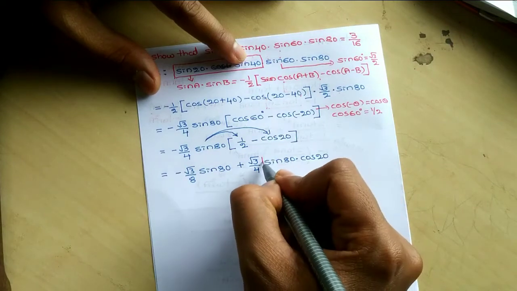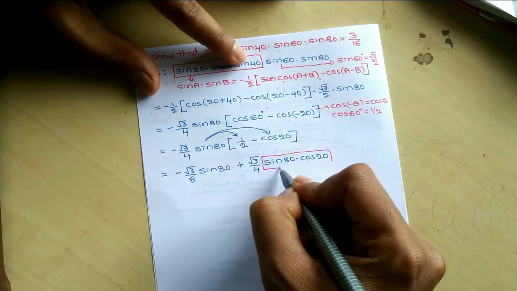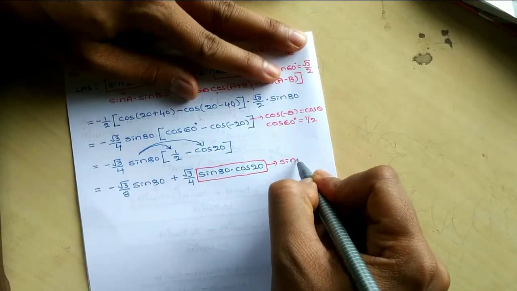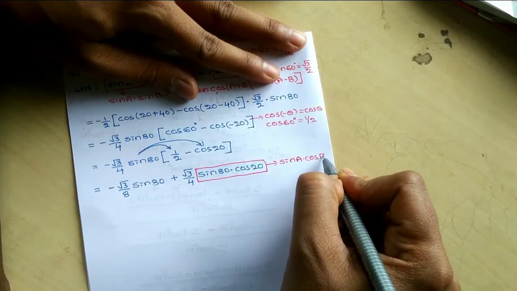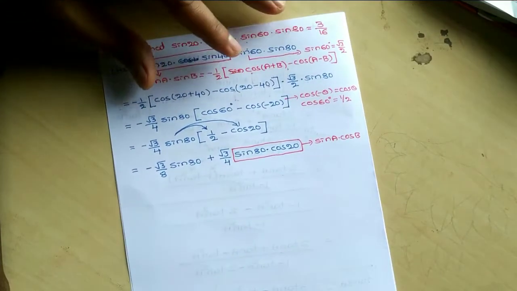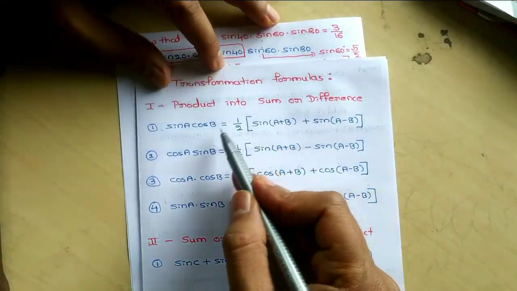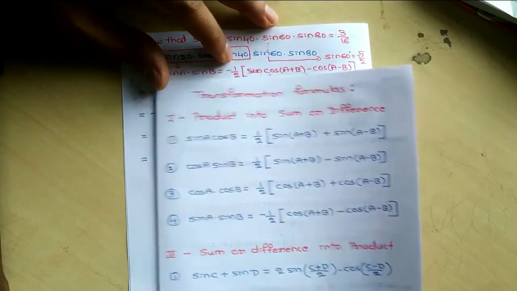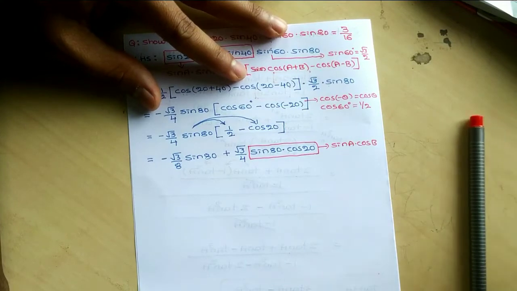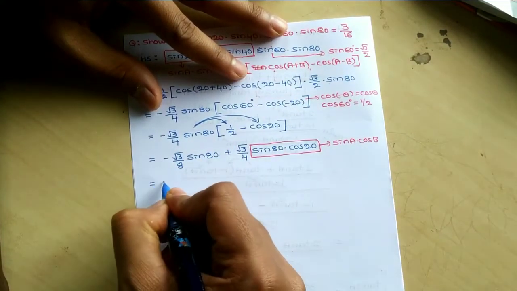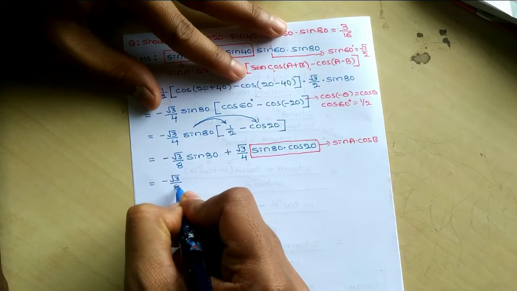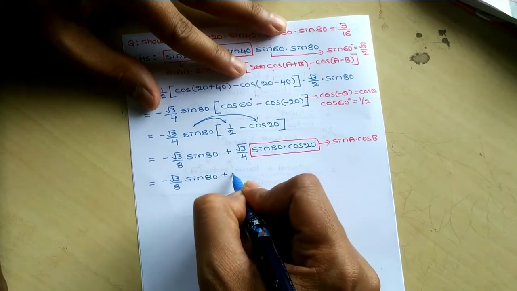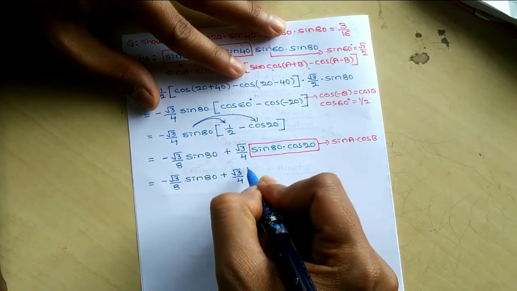Here, for this I am going to apply which formula? Sin A cos B. Sin A into cos B formula I am going to apply. So you know the sin A into cos B formula is, here it is 1 by 2 sin A plus B plus sin A minus B. Apply. Therefore, first minus root 3 divided by 8, keep it as it is. Sin 80 also keep it as it is. Here outside root 3 divided by 4 I am going to keep it as it is.